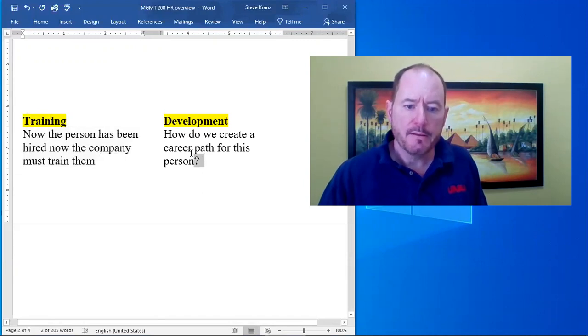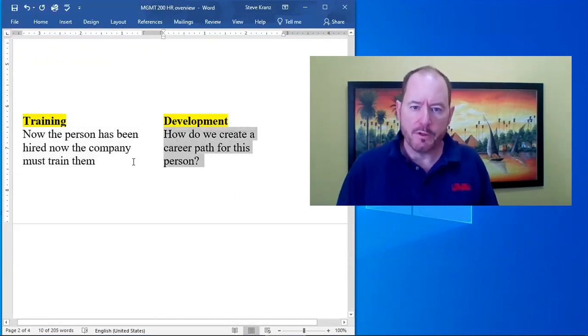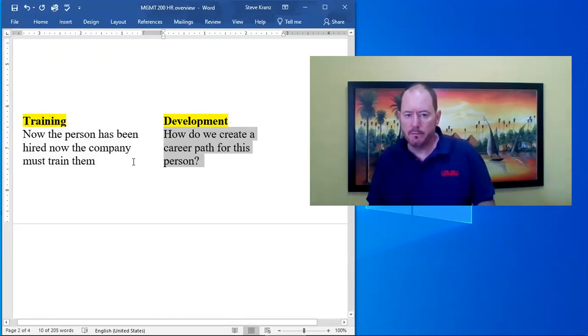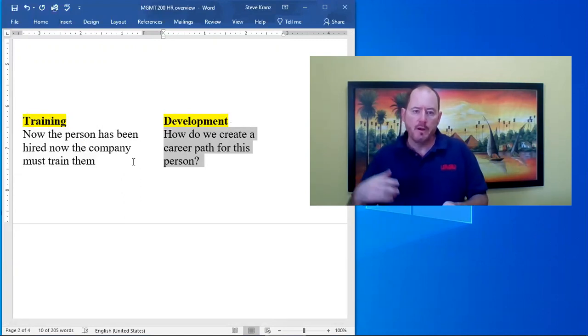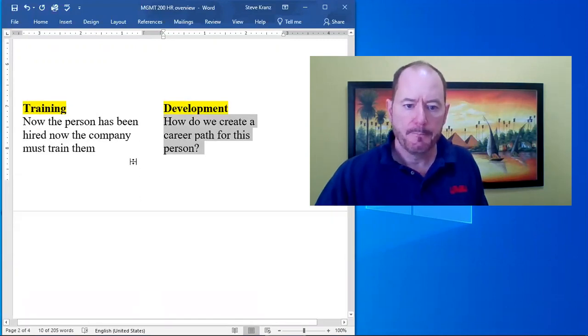The term development asks the question, how do we create a career path for this person? So we've just hired somebody. How do we create a career path so they know where they are going 5 years from now, 10 years from now? Development.